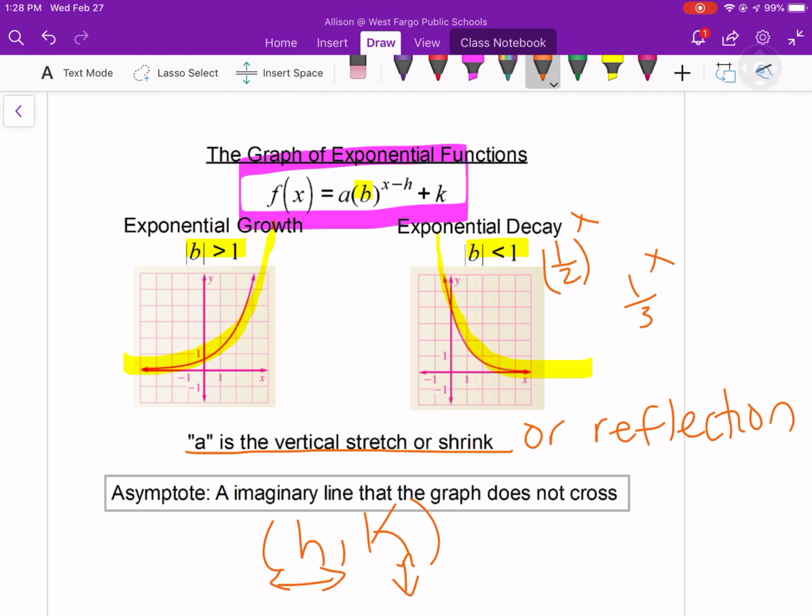And then they also have asymptotes. It's an imaginary line that the graph doesn't cross. This function here, like exponential growth, is going to continue to get exponentially larger, but it's never going to cross this 0 down here. So this is an asymptote. Same with here. It's going to keep getting smaller and smaller and smaller, but it's never going to cross 0, or never going to get below 0. Exponential growth starts out small but gets bigger; decay approaches 0.